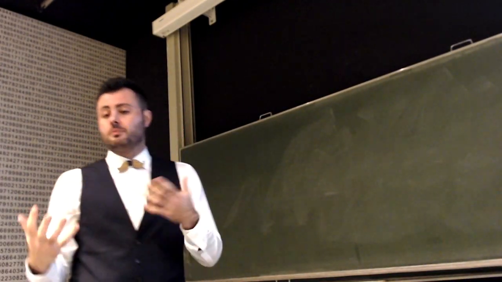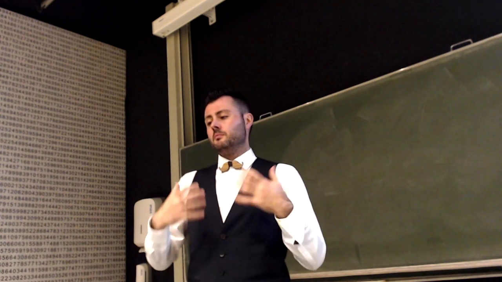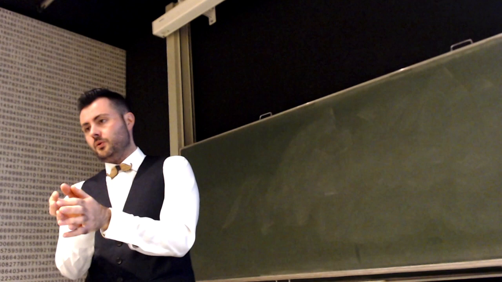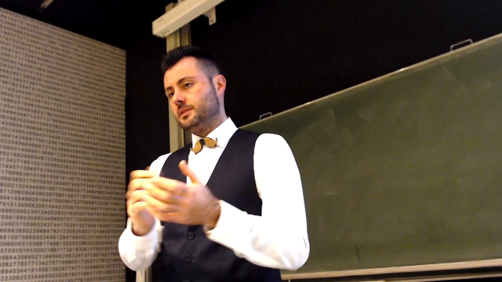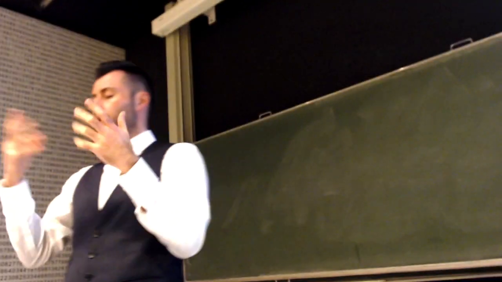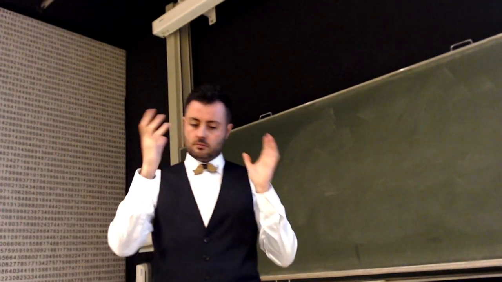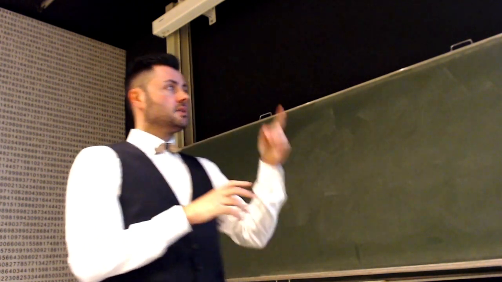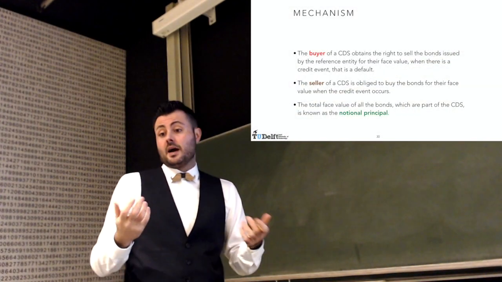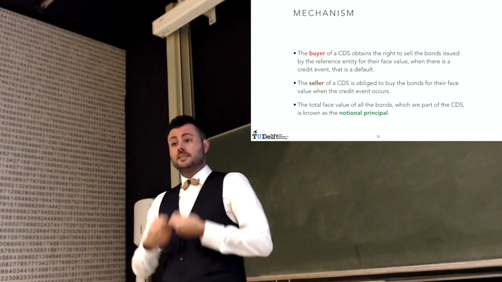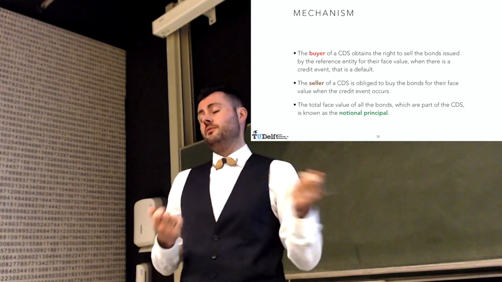There are different types of insurance that I can buy, because obviously I can insure the entire face value of the bonds, or just a part of the face value. There are other minor changes, but in principle I want to be safe in the case of default of the reference entity. The seller of the CDS is the guy that is selling me the insurance.